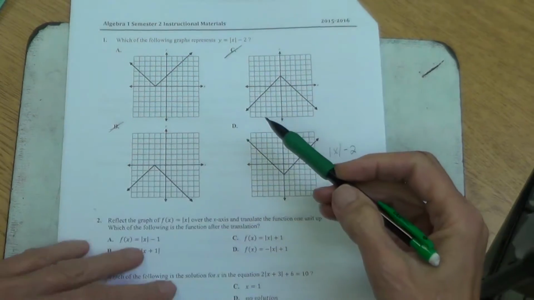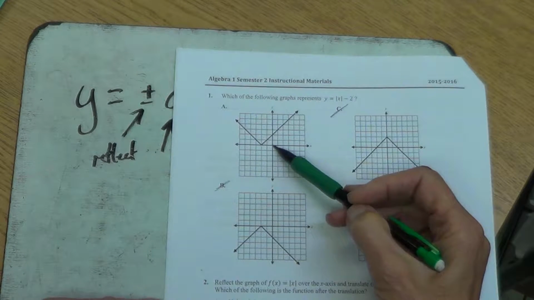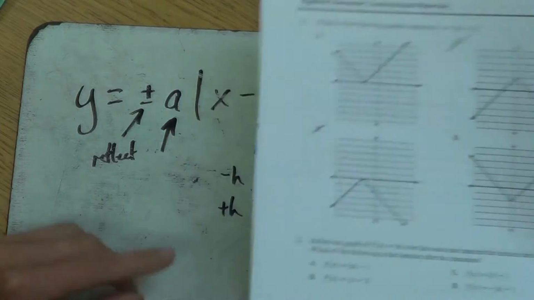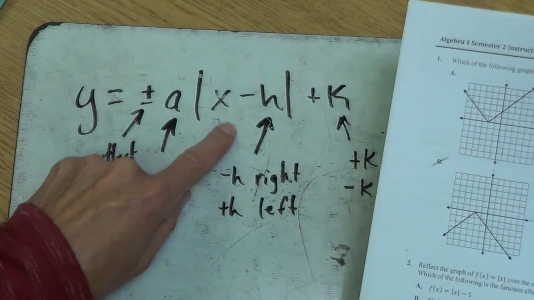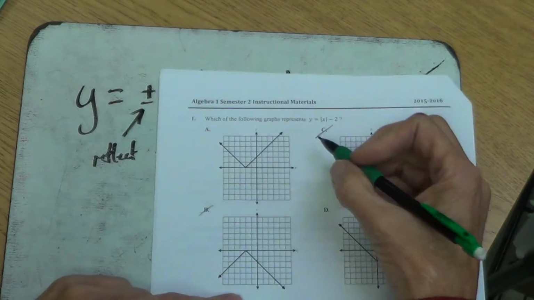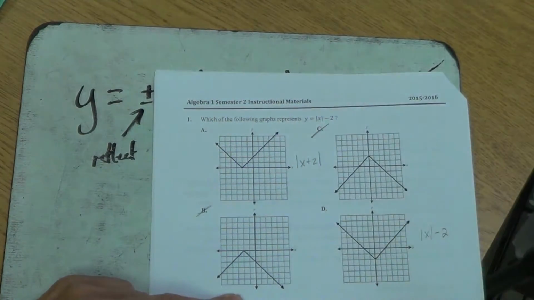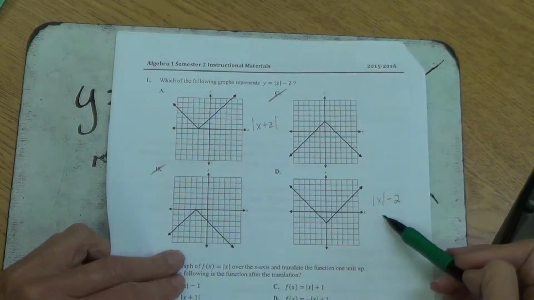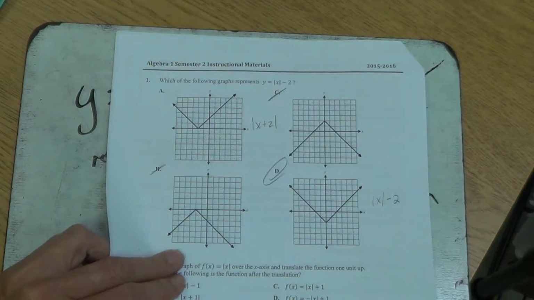Now here we see in A that it has gone from the origin to being shifted to the left 2. And we remember from our formula that it goes left when it's a plus h, so this would be x plus 2 on the inside. So we look at what we're given, it matches the D option, and so we know that's our correct answer.